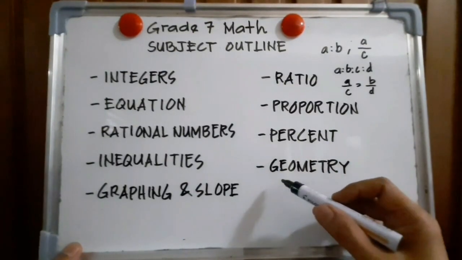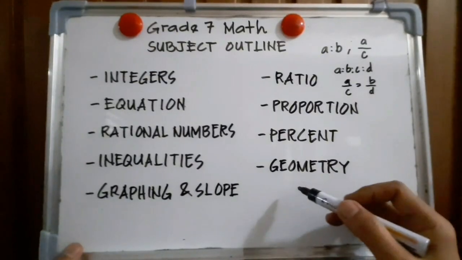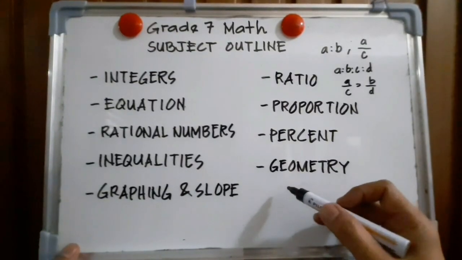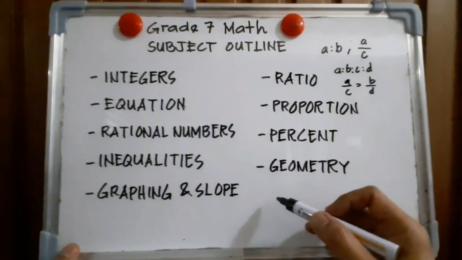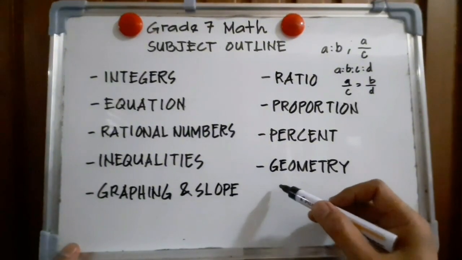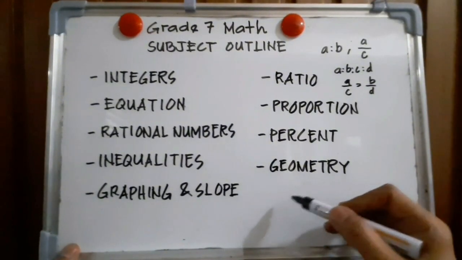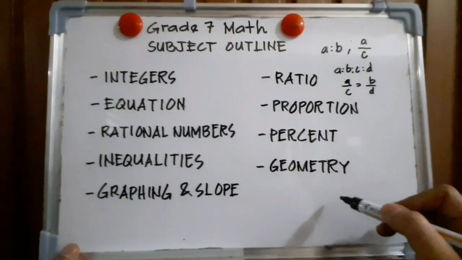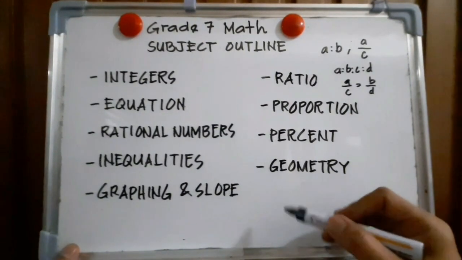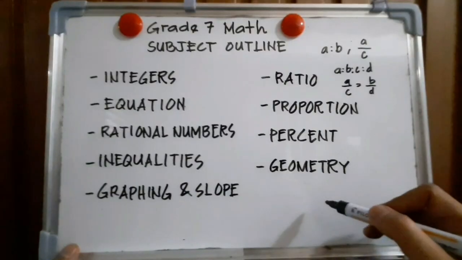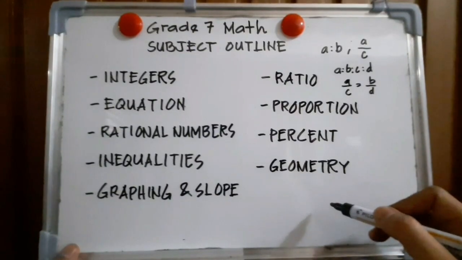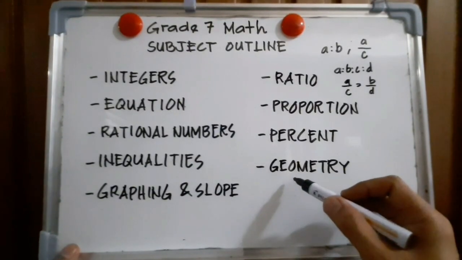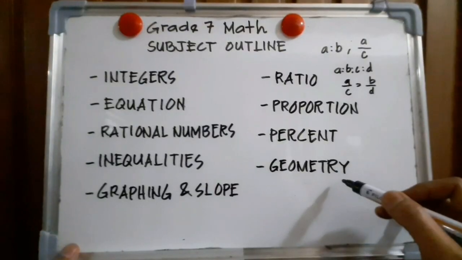Okay? And lastly, we have the geometry. In geometry, we'll be discussing figures and shapes. The area of a circle, triangle, rectangle, trapezoid, and then the volume of a sphere, cone, and a cylinder. So that is what we're going to study in geometry.